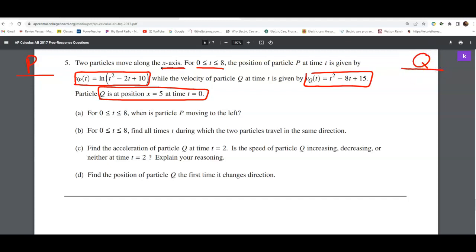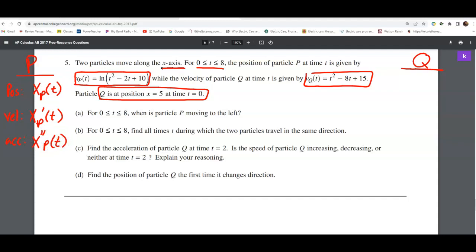Now, for particle P, they're giving us the position function. I'll abbreviate that POS. And the position function is the one that they gave us. Now, at some point along the way, they're probably going to ask us to find velocity. That would be the derivative of this function. And they may also ask us or need us to find the acceleration. That would be the second derivative.